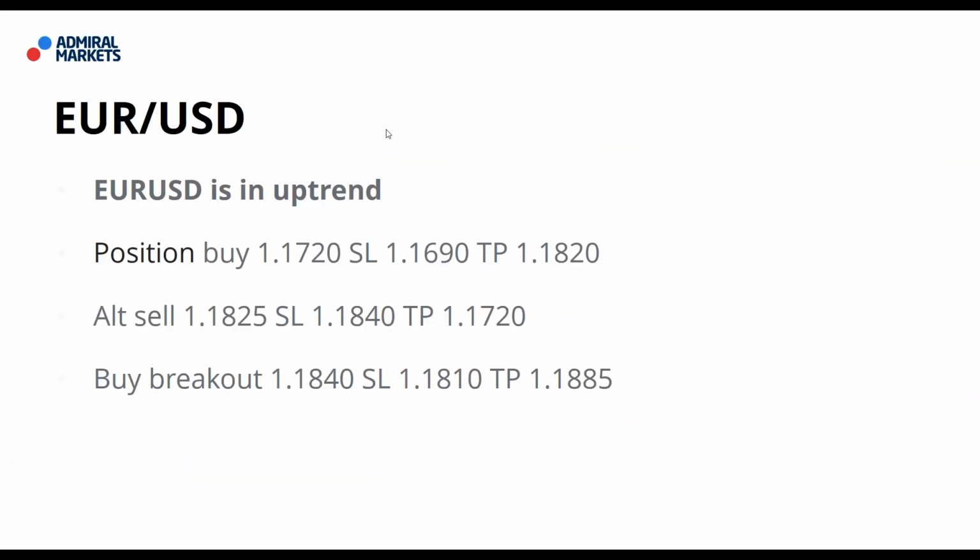Now let me show you this week's setup. So this will be a euro dollar setup. Here you can see euro dollar potential trade. Possible buy around 70.20, stop 16.90, TP 18.20. Alternative sell 18.25, stops 18.40.